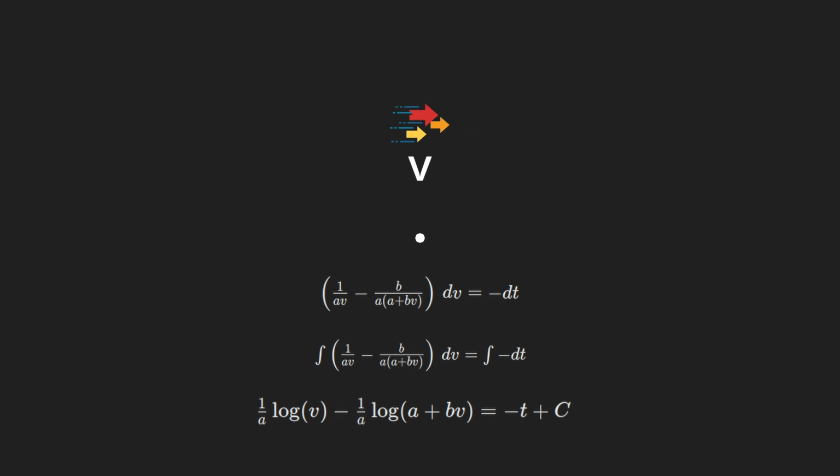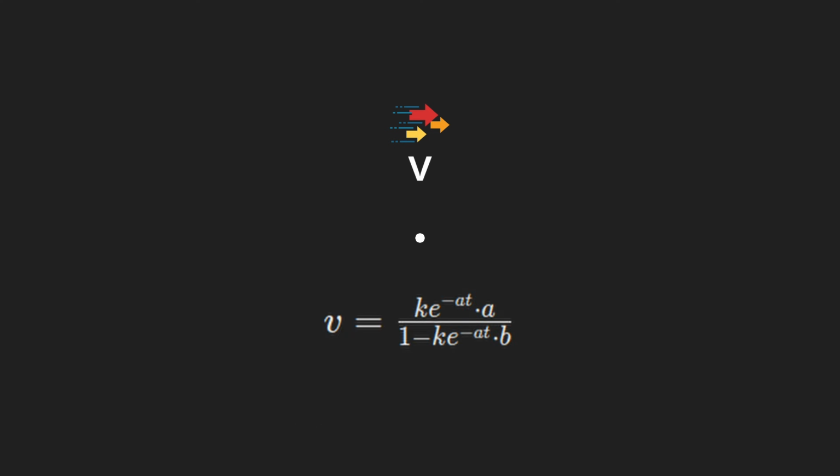And if we further go into this equation and make this even simpler to code and ultimately merge all the constants, we will get v equals k into e to the power minus at into a divided by 1 minus k into e to the power minus at into b. And if we ignore the constant k here and ignore all the initial factors like initial velocity, initial time, everything, then we will get v equals a divided by (e to the power at minus b). So this is the simplest form that this equation can get.